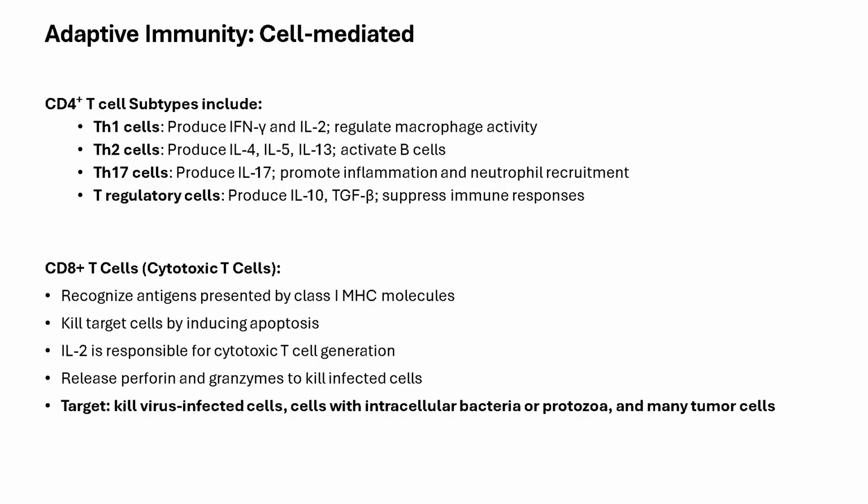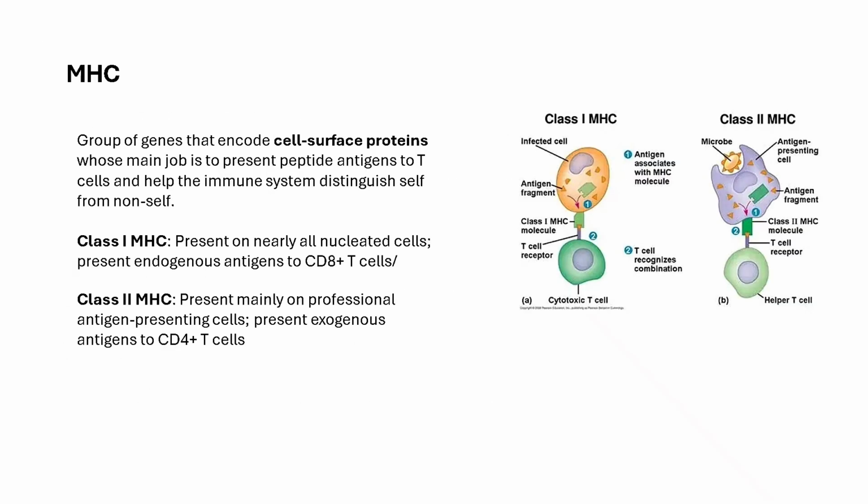So what is the major histocompatibility complex? It is a group of genes that encode cell surface proteins. Their main job is to present peptide antigens to T cells and help the immune system recognize self from non-self. Class 1 MHC are present on all nucleated cells, and they present endogenous antigens to CD8 positive T cells.